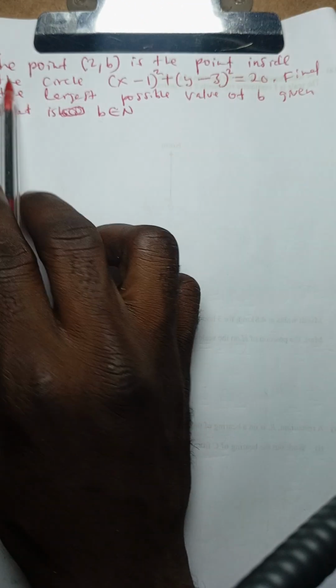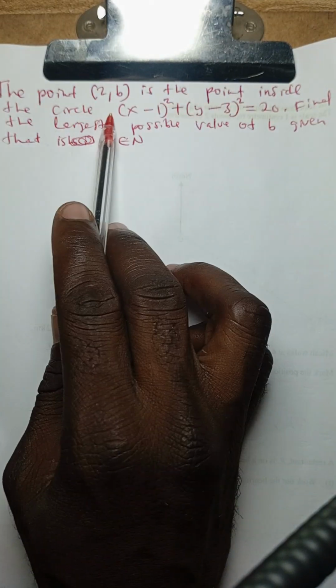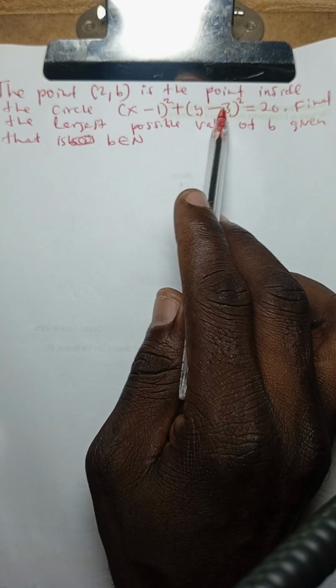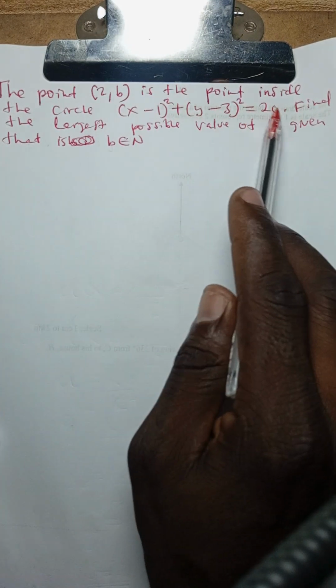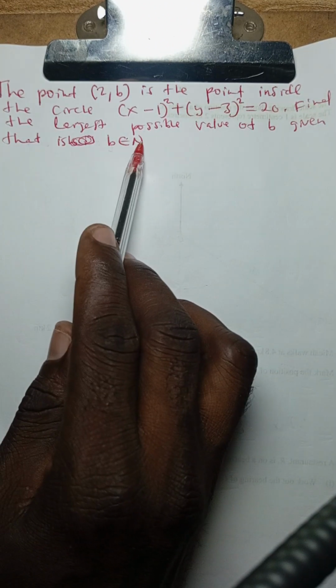Okay, so we have this question. The point (2, b) is a point inside the circle (x − 1)² + (y − 3)² = 20. Find the largest possible value of b, given that b is a member of N, which means natural numbers.